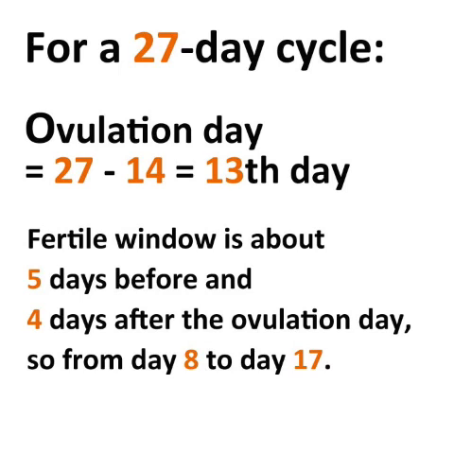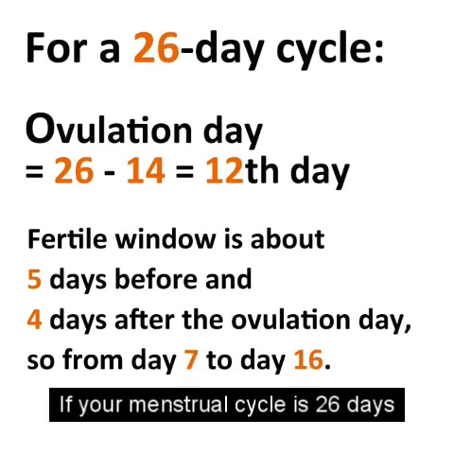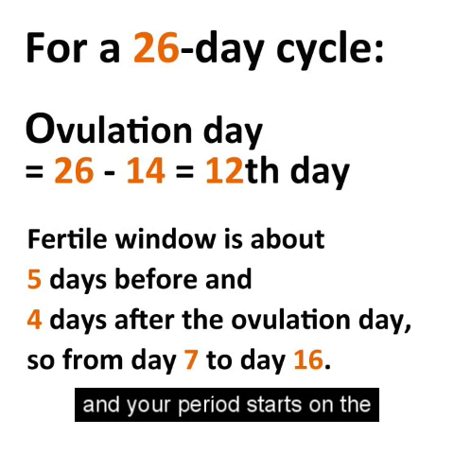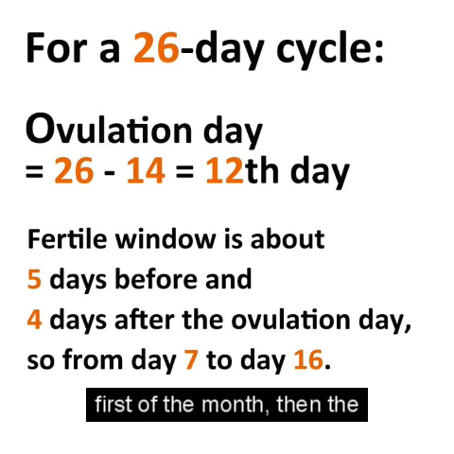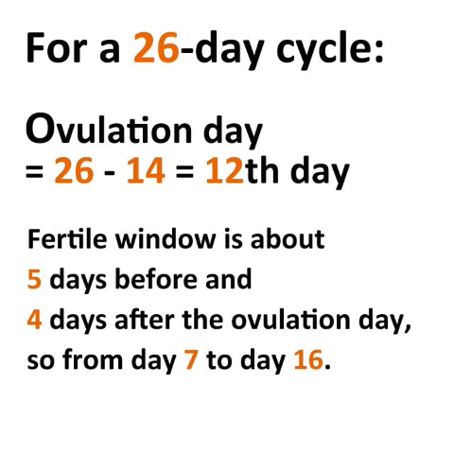If your menstrual cycle is 26 days and your period starts on the 1st of the month, then the ovulation period will be from the 7th to the 16th. For a 26-day cycle, ovulation day equals 26 minus 14, which equals the 12th day. The fertile window is about 5 days before and 4 days after the ovulation day, so from day 7 to day 16.